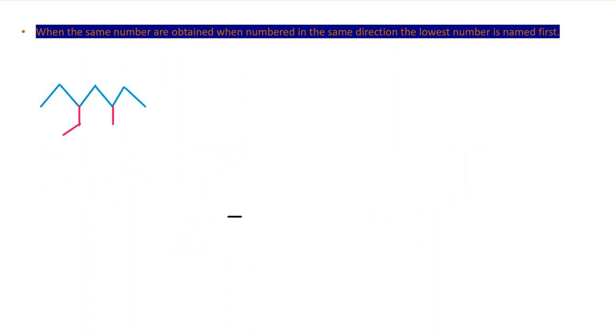Our next rule says when the same numbers are obtained when numbered in the same direction, the lowest number is named first. So we're going to determine our parent hydrocarbon. 1, 2, 3, 4, 5, 6, 7. And we're going to go the opposite direction. 1, 2, 3, 4, 5, 6, 7. We have a pHC of 7. So I'm going to erase this and just write it here, 6, 7, to avoid confusion. So we have our parent carbon branching off of carbon number 3 and carbon number 5, going from left to right, and then from right to left we have a 3 and 5.